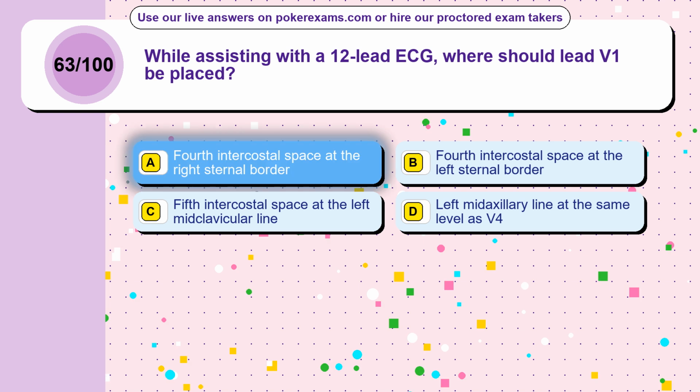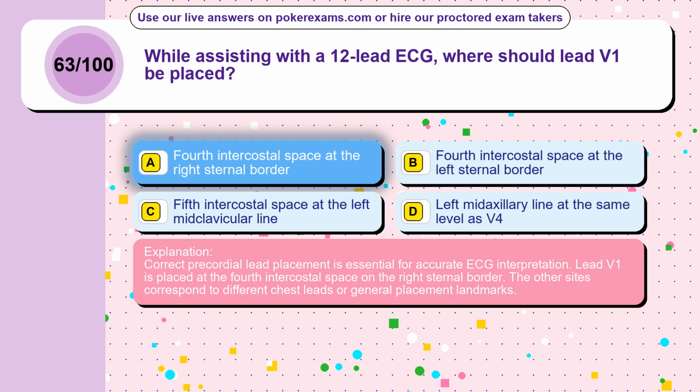The correct answer is option A, fourth intercostal space at the right sternal border. Correct precordial lead placement is essential for accurate ECG interpretation. Lead V1 is placed at the fourth intercostal space on the right sternal border. The other sites correspond to different chest leads or general placement landmarks.